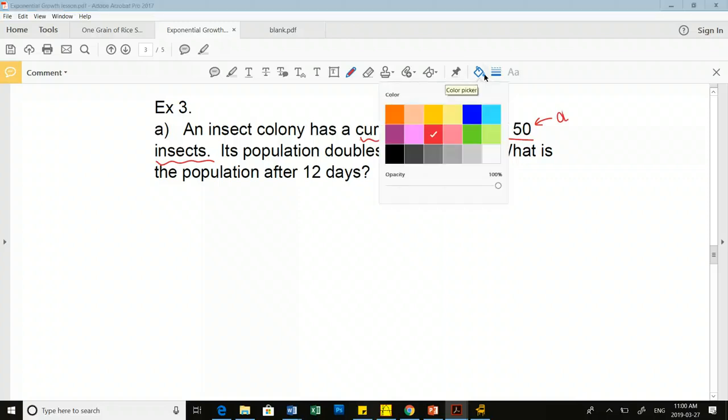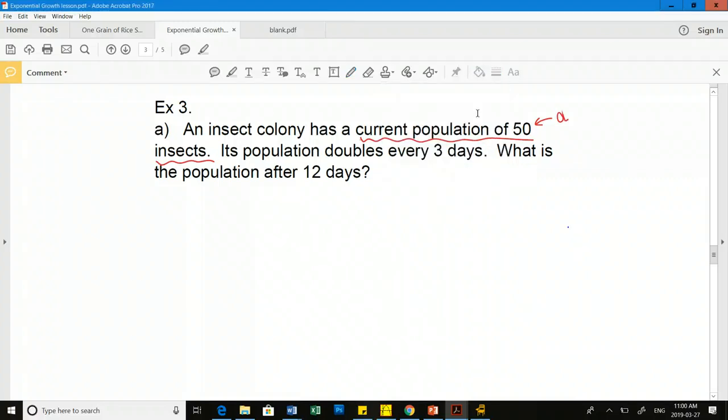So current population of 50 insects, its population doubles. What is this? Oh, it's 2, but what is that? We have y, x, and b left. It's the b, yep. Our b value, good. And it doubles every 3 days. Okay, so that is an important thing, 3 days. And what is the population after 12 days?